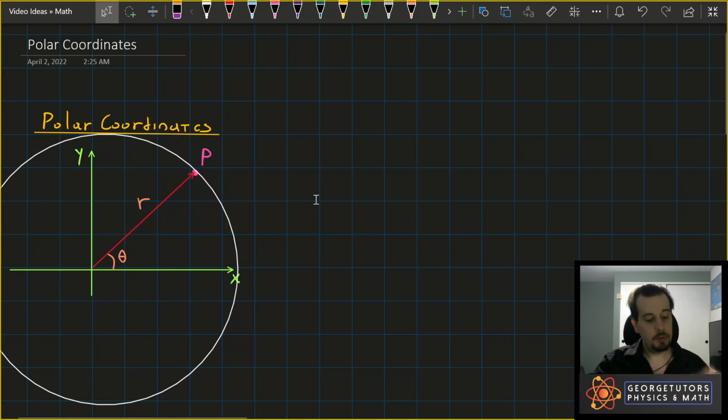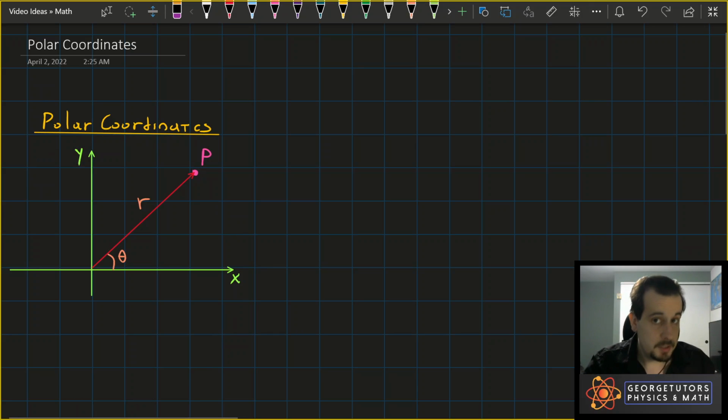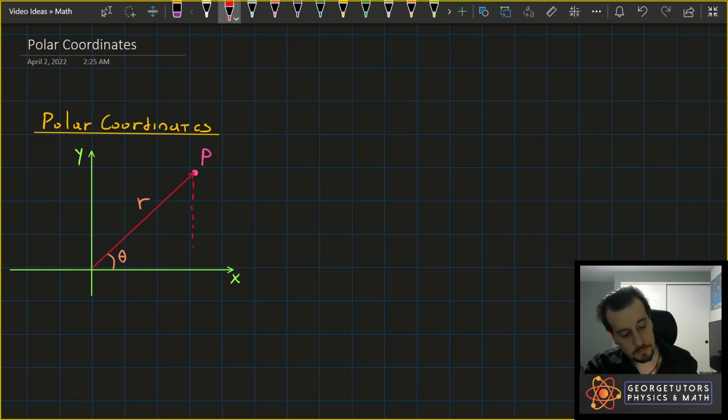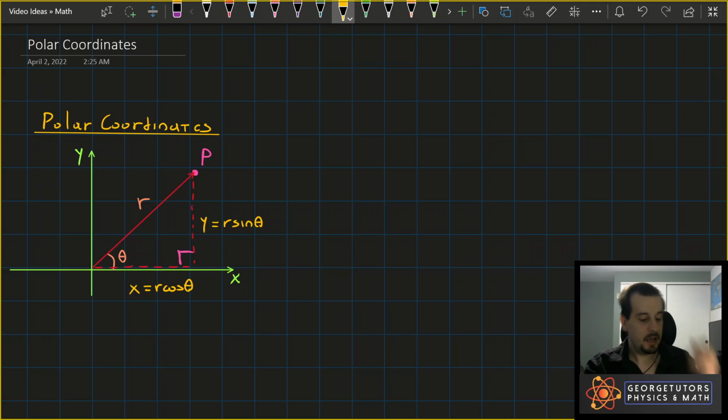From here, we might want to convert back into Cartesian coordinates. To do that, we can break down the components of this R vector into their respective y and x, as you can see here. To get y and x, we notice that we have a right angle geometry every single time. Our y component is nothing more than r sine theta, and our x component is nothing more than r cos theta. Those are the two equations you need if you're going from polars to Cartesians.